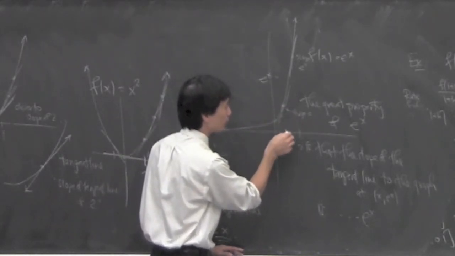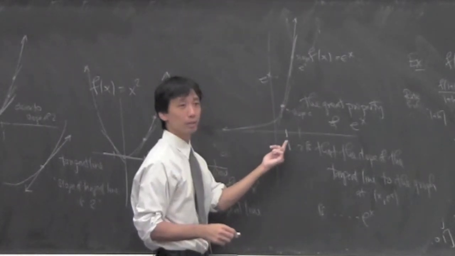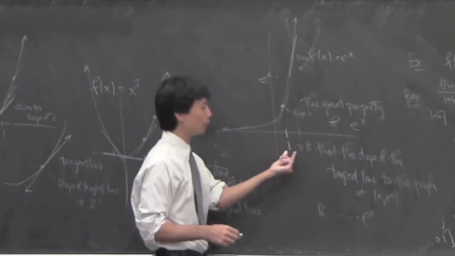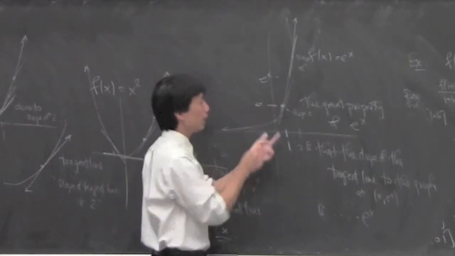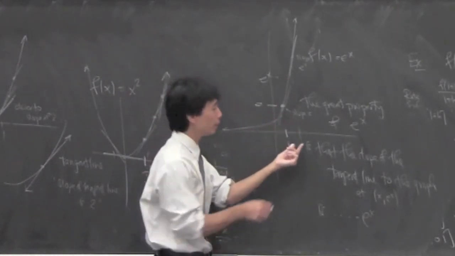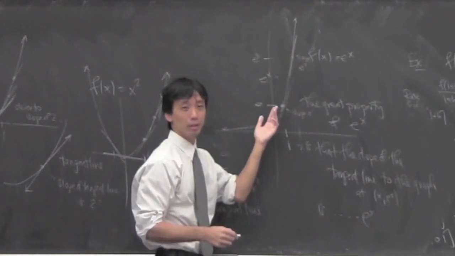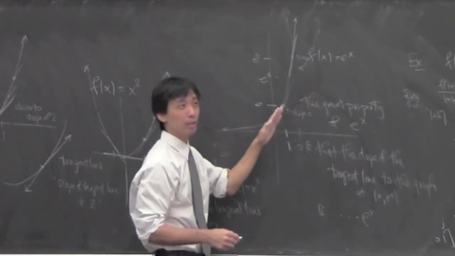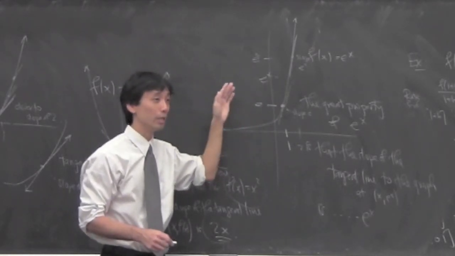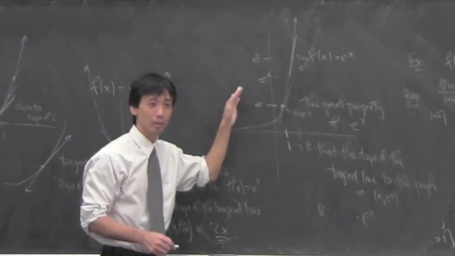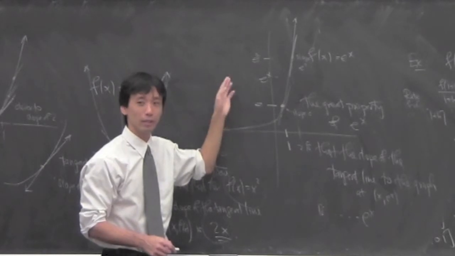So what's the value at this point? What's the height at this point? At time 1, the height is e, right? So the height is e and the slope is e. Here at time 2, the height is e squared and the slope is e squared. Okay, the slope of the tangent line is e squared. So this is the unique property of this function. It's basically the only function that has this property. This is what makes it special.